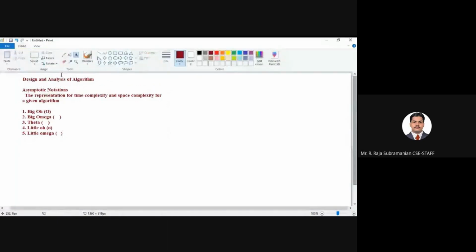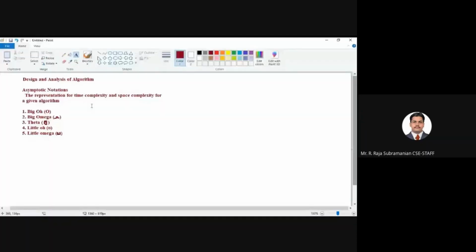Big omega is written like this, this is theta, and this is small omega. So these are the 5 different asymptotic notations we have in algorithms. Whenever we go for any algorithm or problem statement, we must denote the time complexity and space complexity using these 5 notations only.